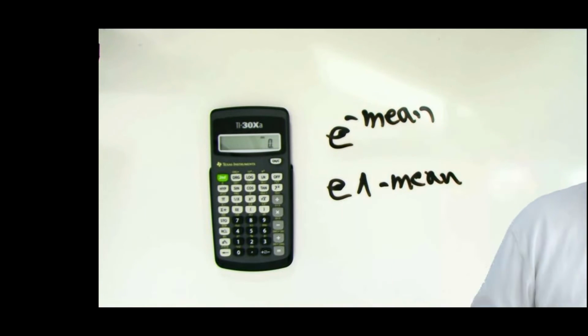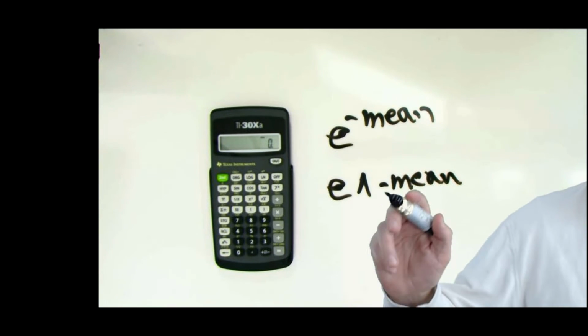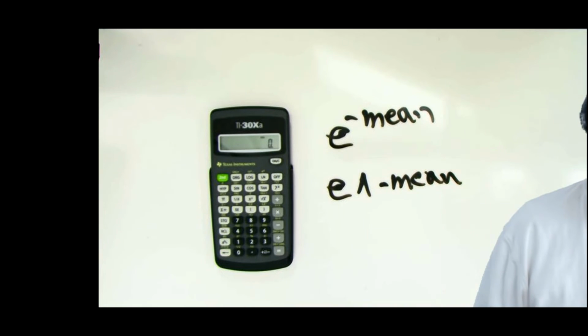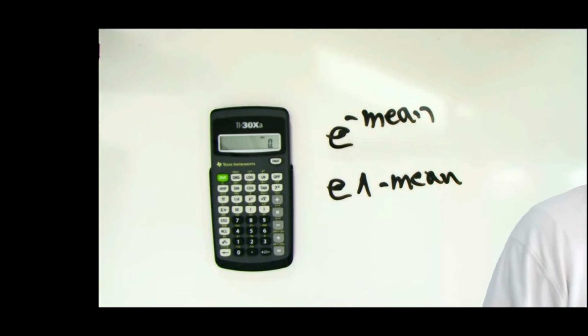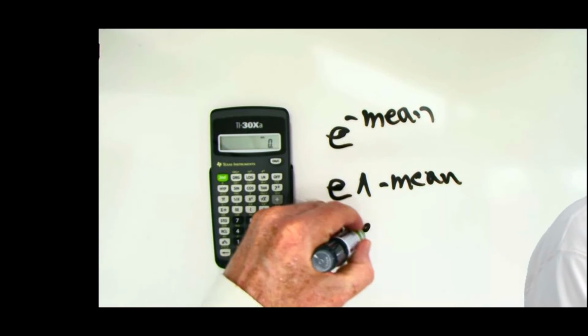That caret or up arrow means to put this up in the exponent. The exponent is like the number high above the E. Okay. So let's say the mean equaled 2, just for the sake of argument.